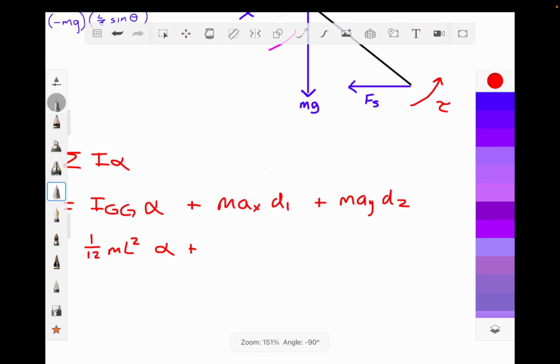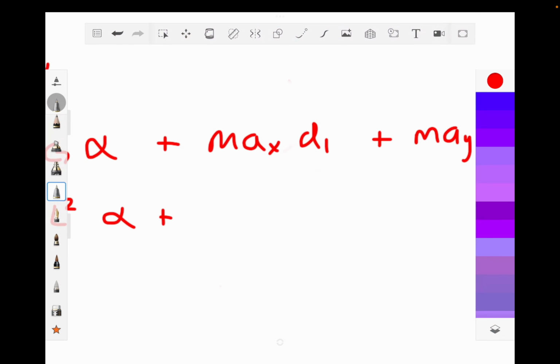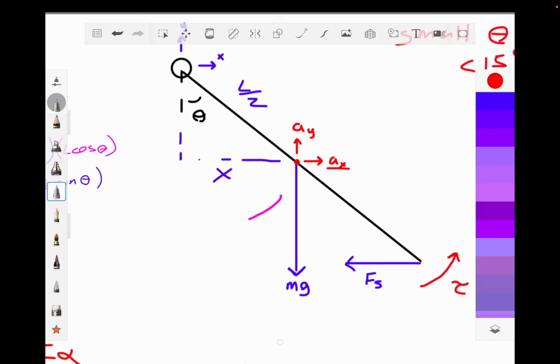Max D1, this is M. A is equal to alpha over L. Maybe I should have written that on the side. Oh no, it's alpha times R. But in this case, we're working from the center of gravity, so R is going to be L over 2.